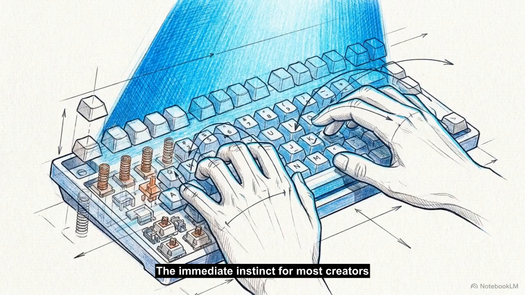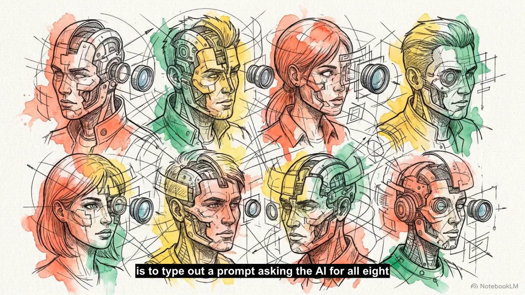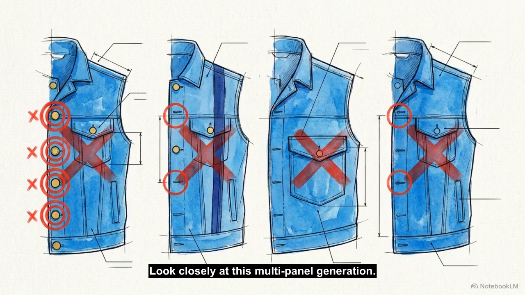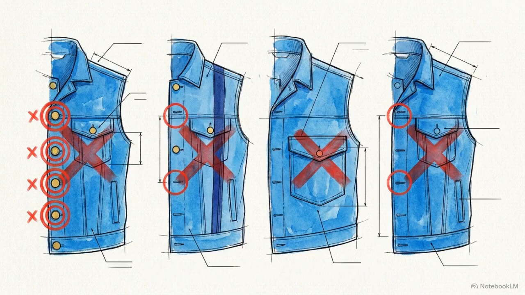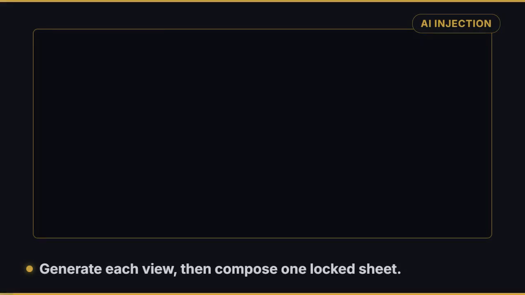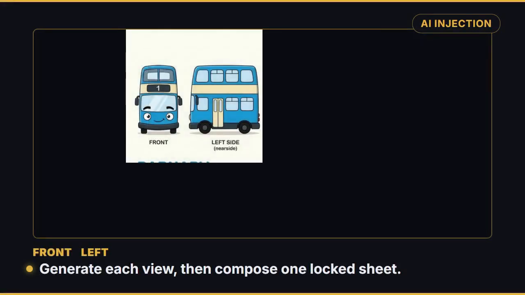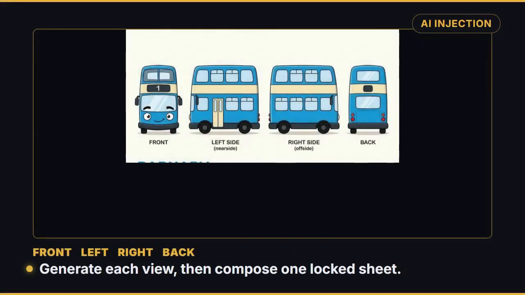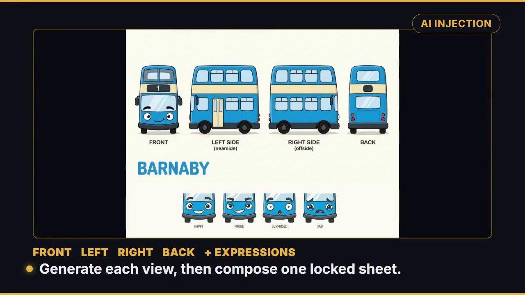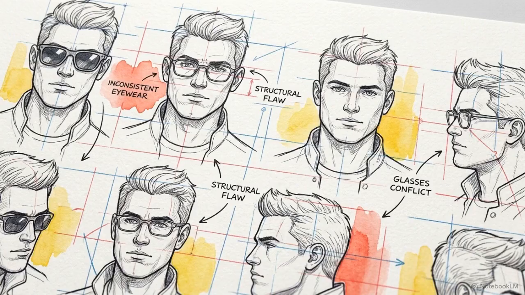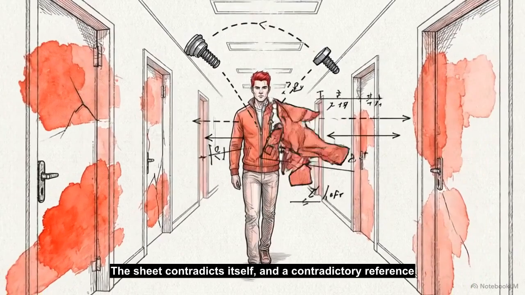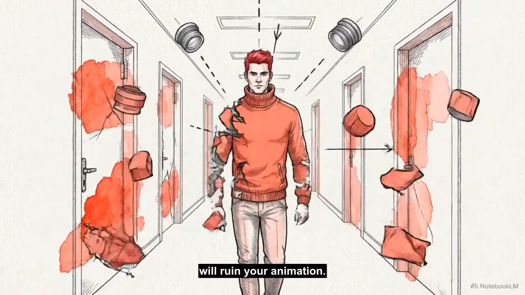The immediate instinct for most creators is to type out a prompt, asking the AI for all 8 of these panels at once in a single generated image. Look closely at this multi-panel generation. Across these views, the jacket gains stripes, loses buttons, and the pocket placements move around. Image models cannot hold precise mathematical detail across that many subframes at once. The sheet contradicts itself, and a contradictory reference will ruin your animation.